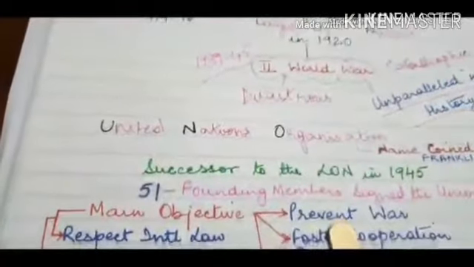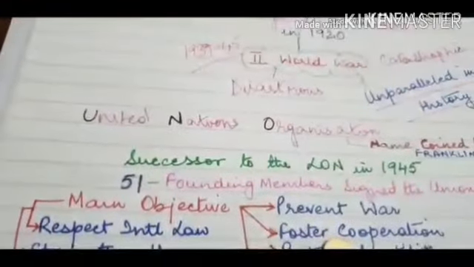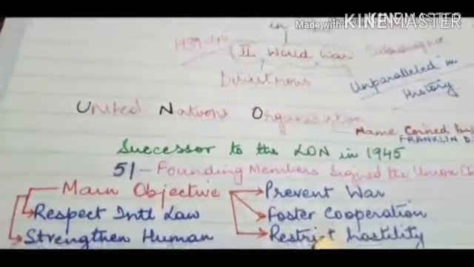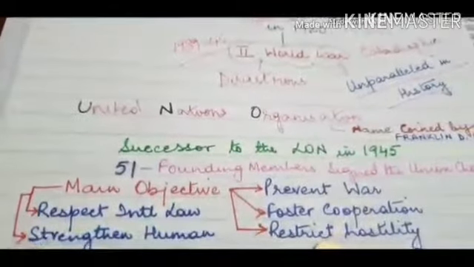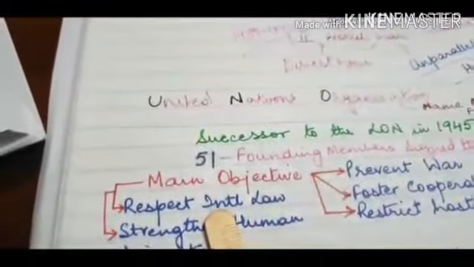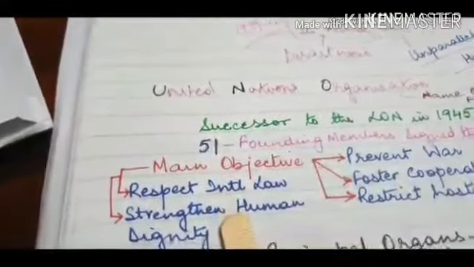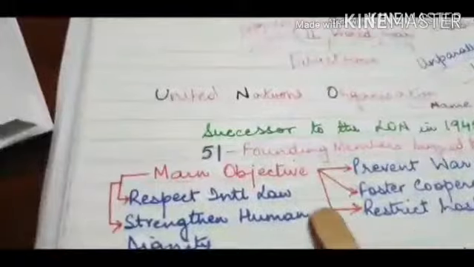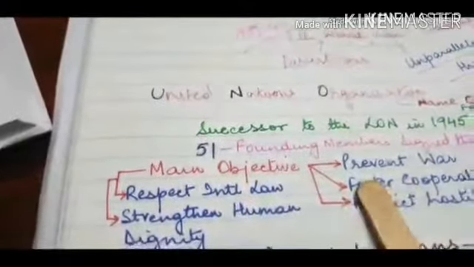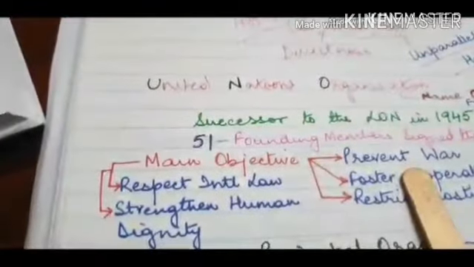If it would prevent war, it would obviously work towards fostering cooperation among nations. That would help it to restrict hostility amongst nations, which could be possible if they would respect international law and also strengthen human dignity. So all these 5 things became the main objectives of the international organization UNO.